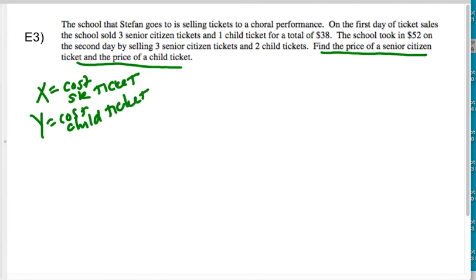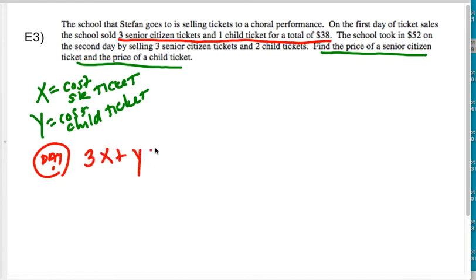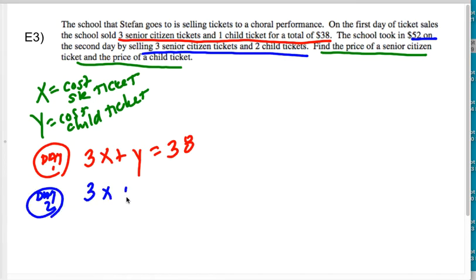So now I need to go back and see if there are sentences that give me equations. Well, I know that day 1, there were 3 senior tickets and 1 kid ticket for $38. So on day 1, I know that 3x plus y is going to give me 38. And on day 2, $52 was made by selling 3 senior tickets and 2 children's tickets. So on day 2, 3x plus 2y was $52.